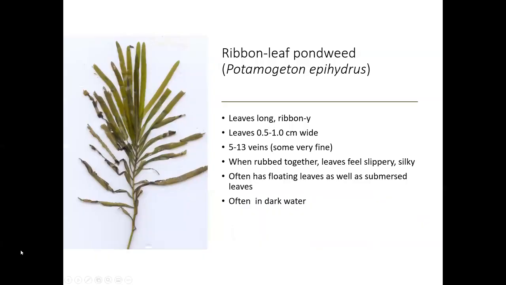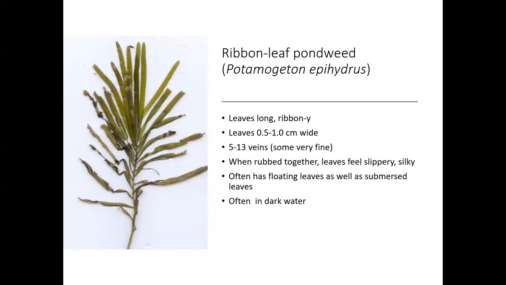Okay, next. I really apologize. This is a horrible picture. I actually have a beautiful picture of Potamogeton epihydris, or ribbon leaf pondweed, that I neglected to put into here. But this is one of my favorite plants. It almost would fit in with the medium-sized pondweeds. So leaves are half a centimeter to 1 centimeter wide, and they're very long and ribbony, as the common name suggests. And they have 5 to 13 veins.